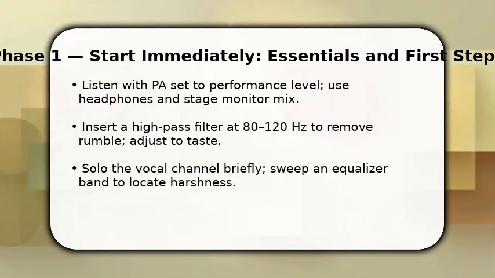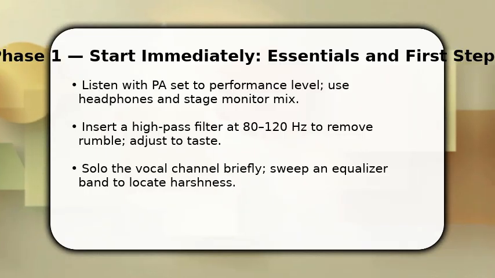You begin by getting immediate feedback. Set the PA to performance level and listen through headphones and the stage monitor. Once done, engage a high-pass filter around 80 to 120 Hz to remove low-end rumble.